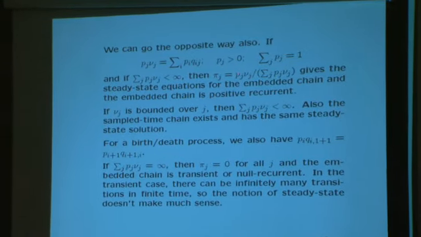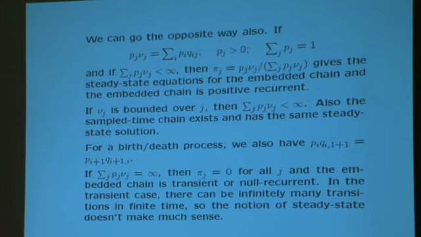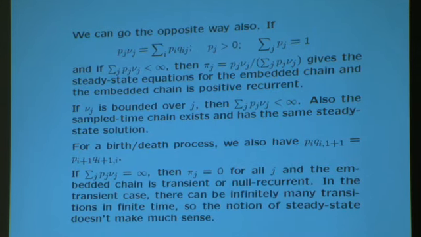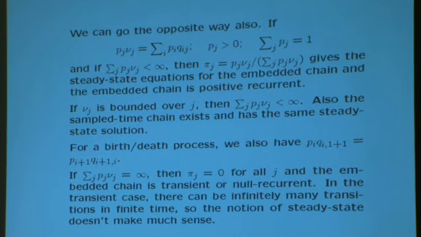You can do the opposite thing also. If these steady-state process equations are satisfied, and the p sub j's are all greater than 0, and the sum of the p sub j's is equal to 1, and if this sum is less than infinity, this is just by symmetry with what we already did, then pi sub j has to be equal to p sub j times nu sub j divided by this sum.